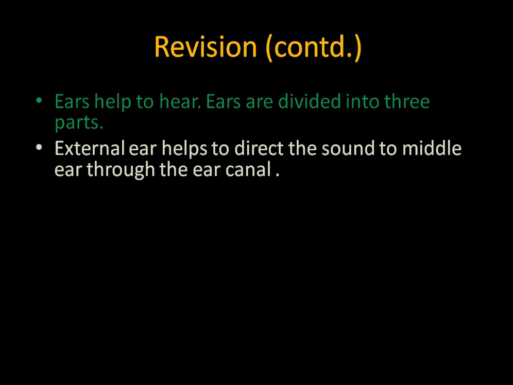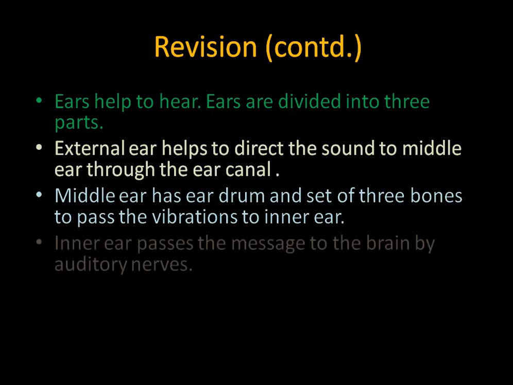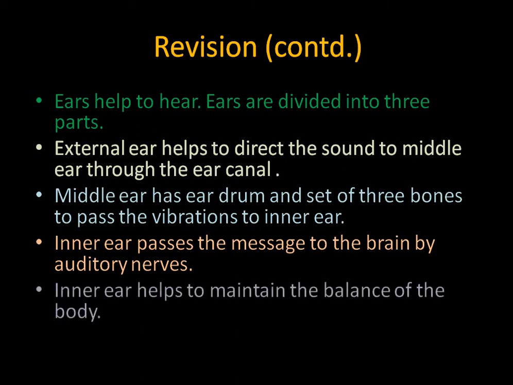Now ears help us to hear, and the ear is divided into 3 parts: external, middle and inner. The external ear helps to direct the sound to the middle ear through the ear canal. The middle ear has the eardrum and a set of 3 bones to pass the vibrations to the inner ear. The inner ear passes the message to the brain by auditory nerves, and also helps to maintain the balance of the body. Otherwise, we won't be able to stand also.